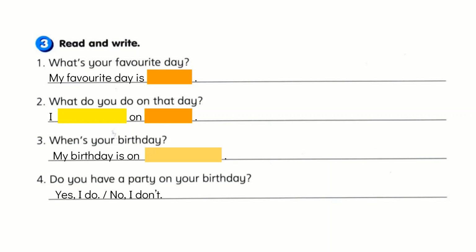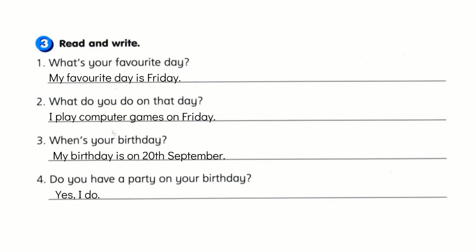Number 4. Do you have a party on your birthday? You can answer this with yes, I do, or no, I don't. Now, I will show you an example of how you could answer this. So, these are my examples for this question.